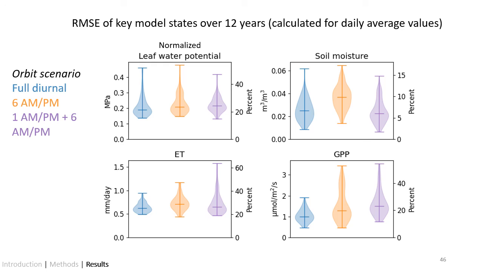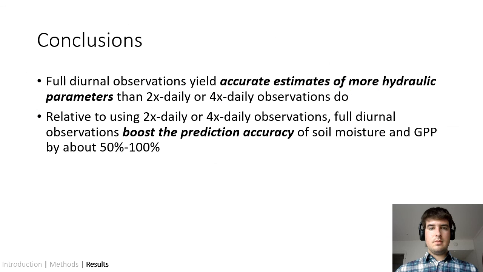And if we summarize the accuracy of the predicted model states and fluxes by taking the root mean squared error relative to the true model, we can see that, especially in terms of gross primary productivity, but also to a lesser extent in terms of ET, the full diurnal parameters are able to predict these model states better than the parameters resulting from either twice daily or 4 times daily observations.